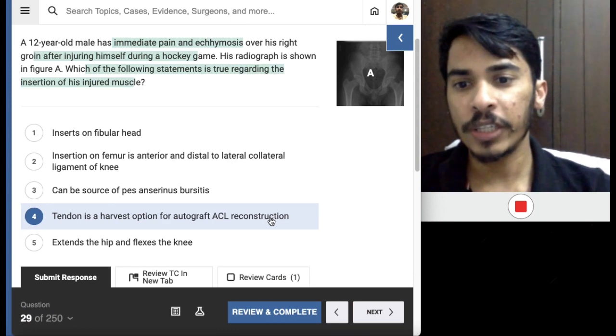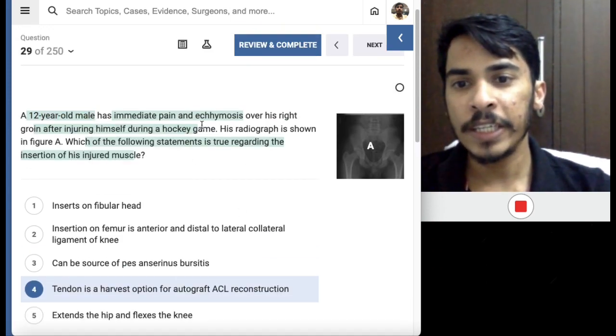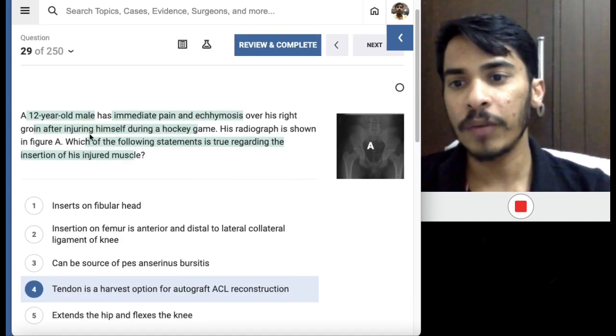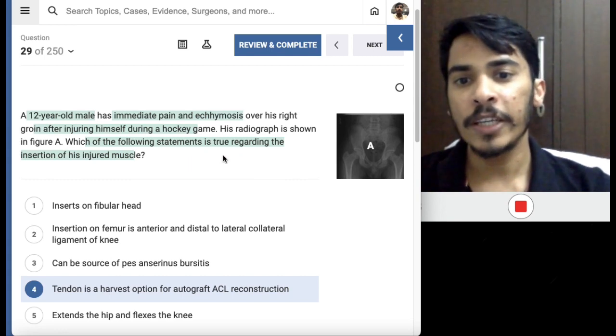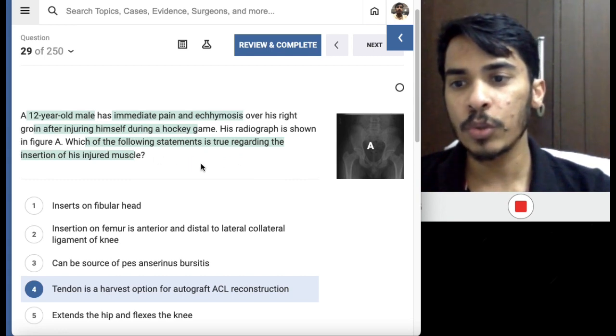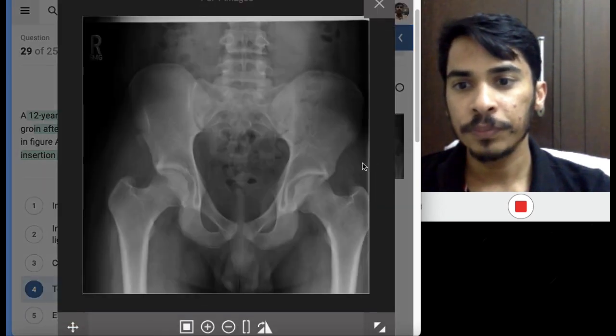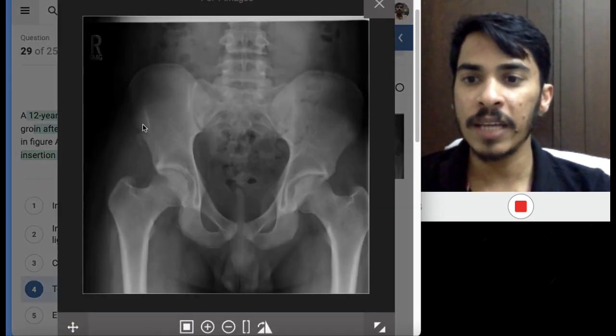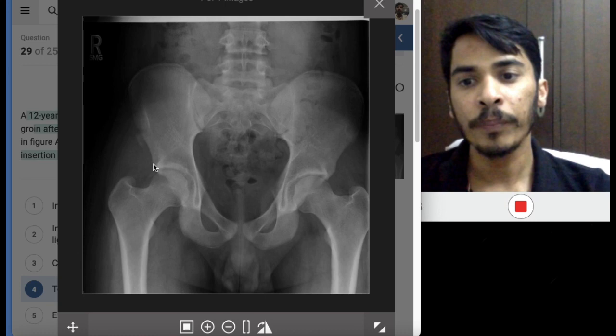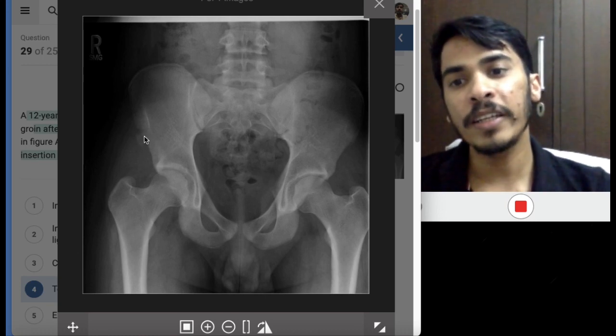Next, 29th question. A 12-year-old male has an immediate pain and ecchymosis over his right groin after injuring himself during a hockey game. This radiograph is shown in figure A. Which of the following statements is true regarding the insertion of his injured muscle? So here we can see an avulsion fracture. This is the anterior superior iliac spine. This is the anterior inferior iliac spine. Here the avulsion fracture is in the anterior superior iliac spine.